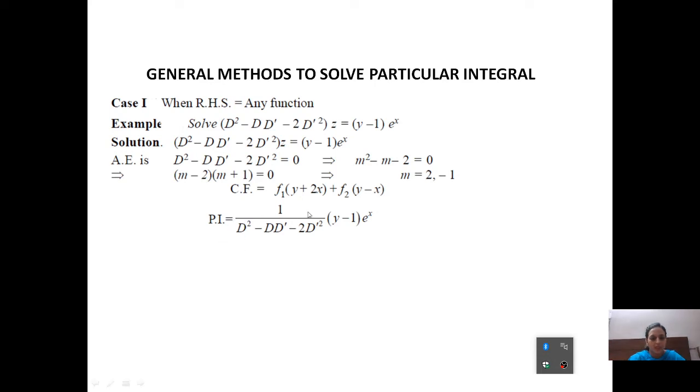Finally, we are going to discuss the rule for PI here. We will write PI in this form. We place our function of D and D' as 1 upon the function of D and D', because this is the traditional method to write our PI, the particular integral, as we have previously discussed in first year also. And we place the function that is on the right hand side over here.